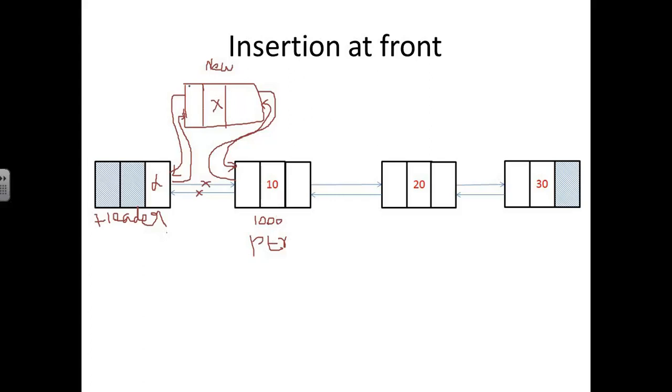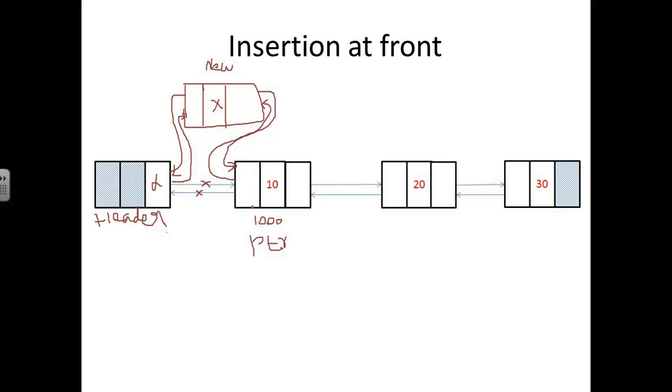Then we start processing the new node. So inside the new node, in the data field, we are putting the x value. X value is the value which we are going to insert here, right? And new's previous link will be pointing to the header node, and header's next link will be pointing to the new node, right? Then new's next link will be equal to pointer, because pointer is the next node in the list, right?